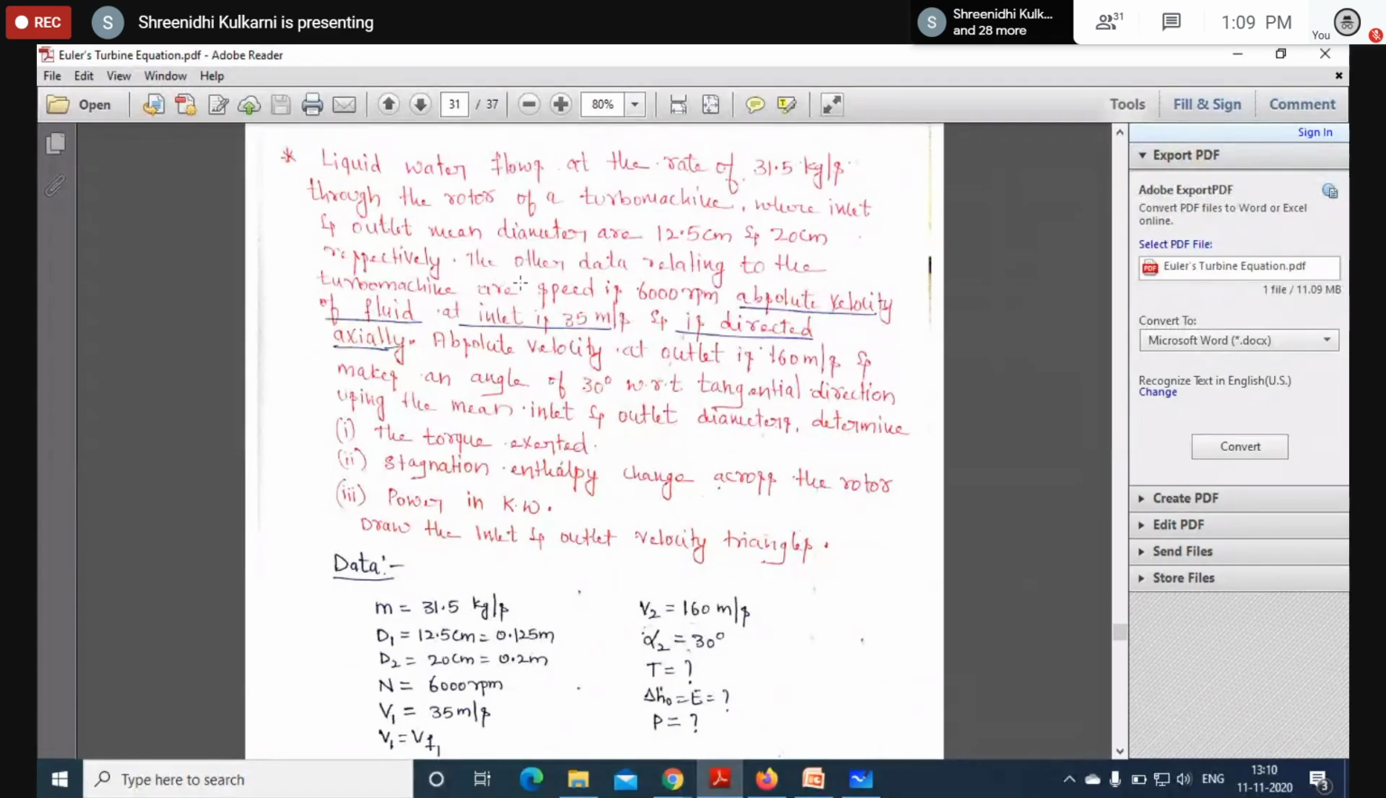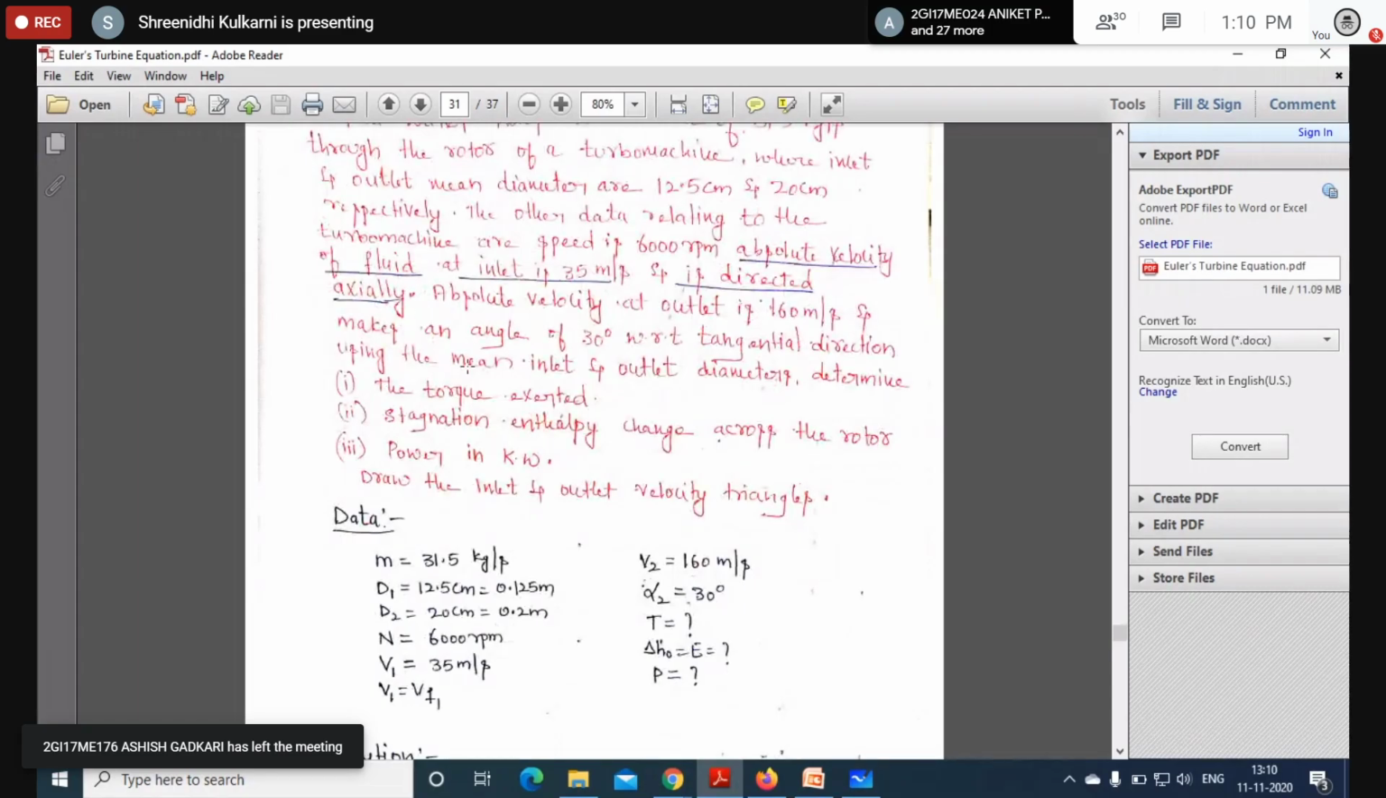Next, the other data relating to the turbo machine: the given speed is 6000 RPM. Next, the absolute velocity of the fluid, V1, is 35 meter per second and is directed axially. Axially means it is perpendicular, so V1 will become Vf1, and alpha 1 is 90 degree.